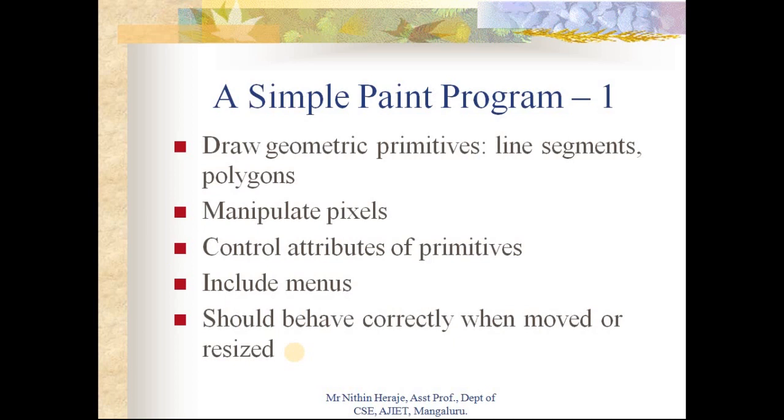If you want just a simple paint program, draw geometric primitives, that is, draw line segments, polygons, etc., manipulate pixels, control attributes of the primitives, and then include menus, and it should behave correctly when moved or resized. Okay, if any primitive has been moved or resized, it should act properly. So this is to have a simple paint program. For this also it is possible to write a program using computer graphics and achieve all these things.